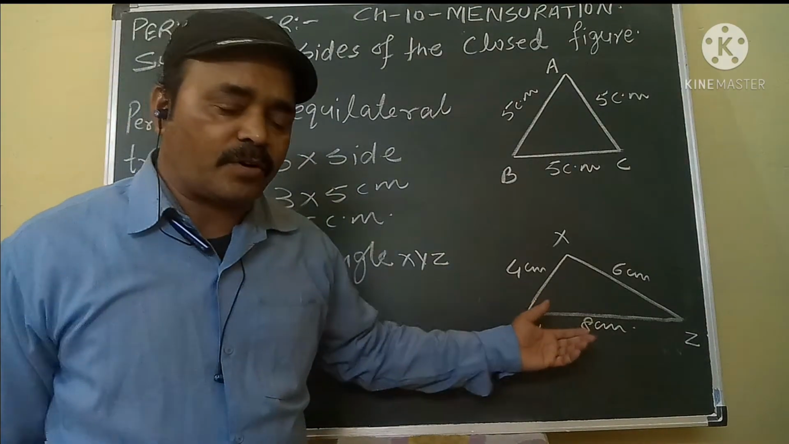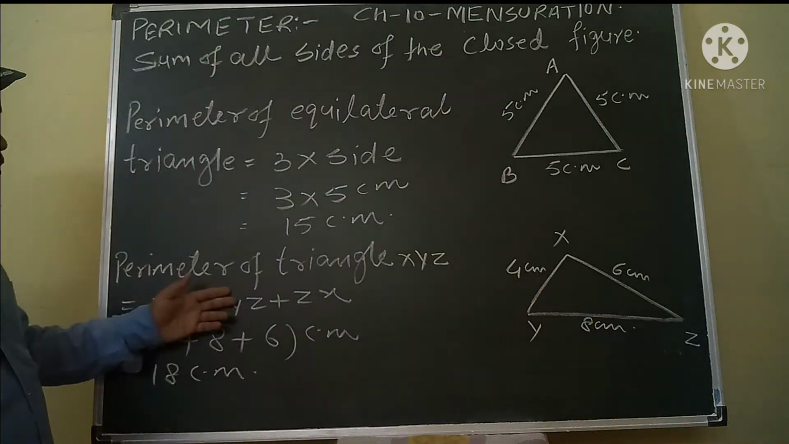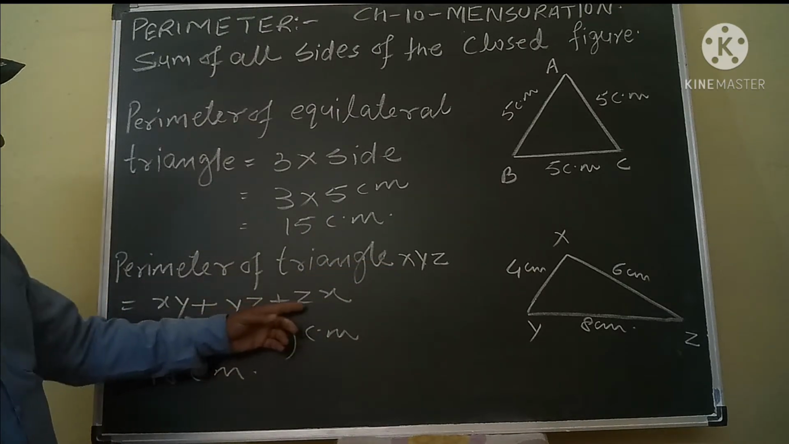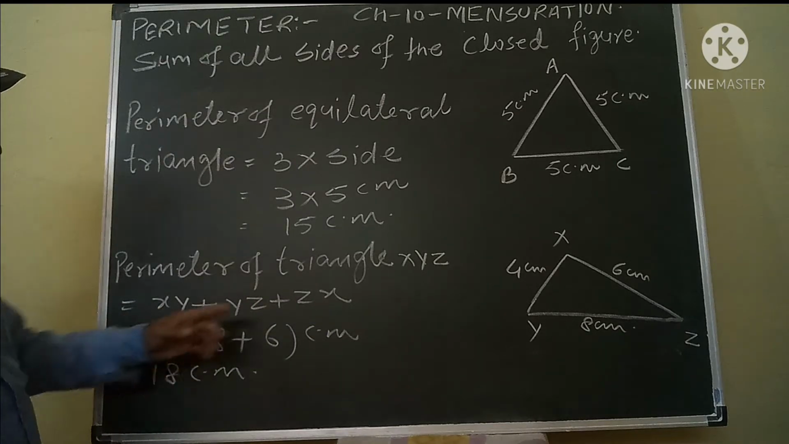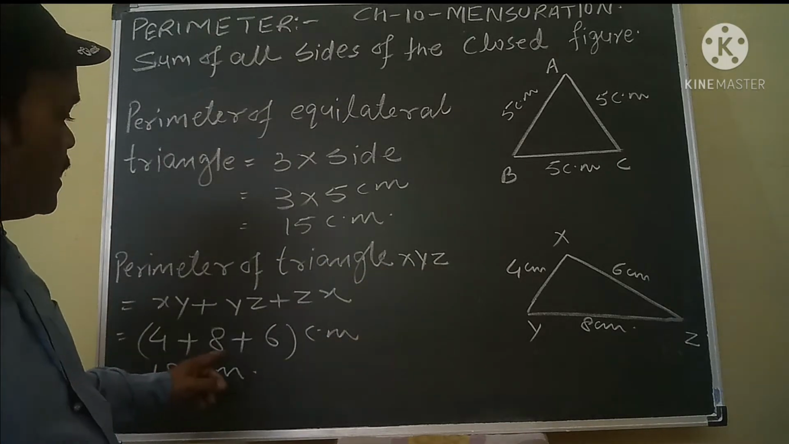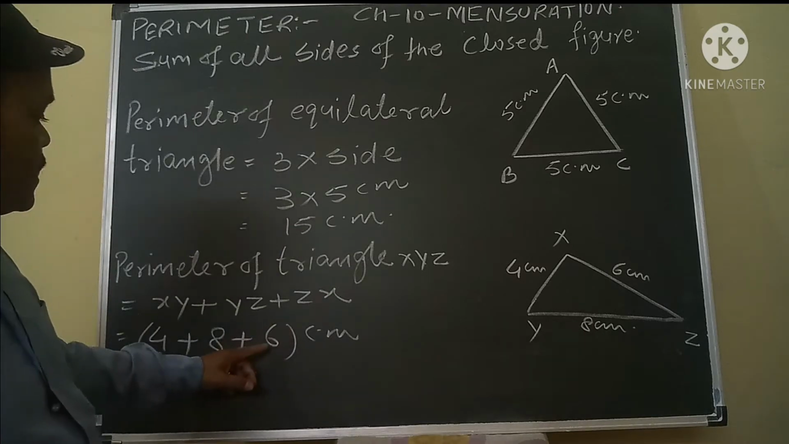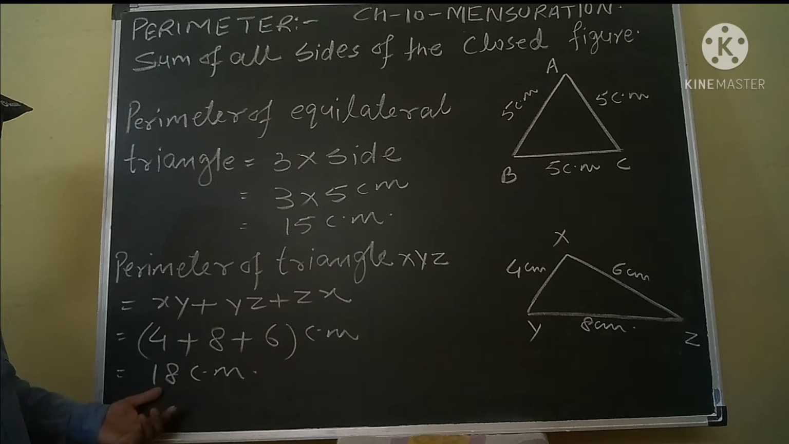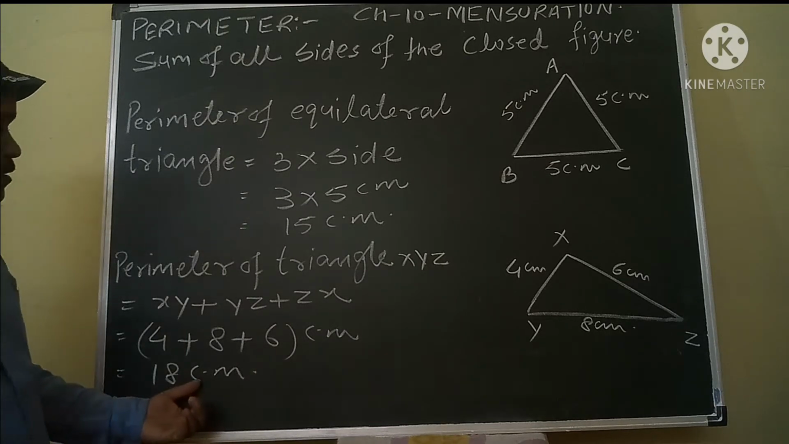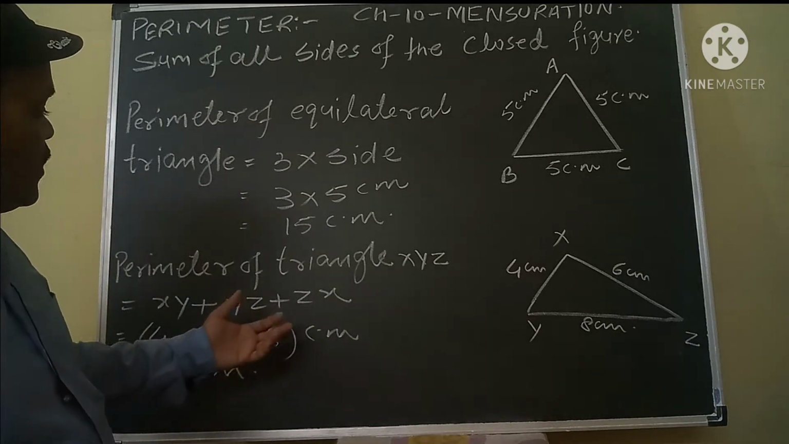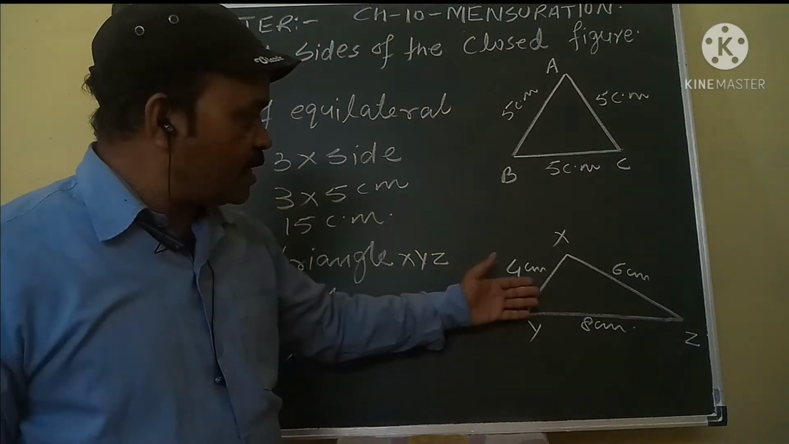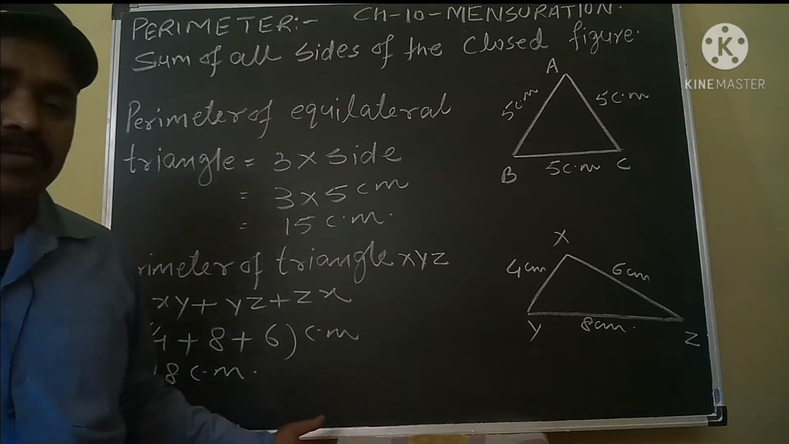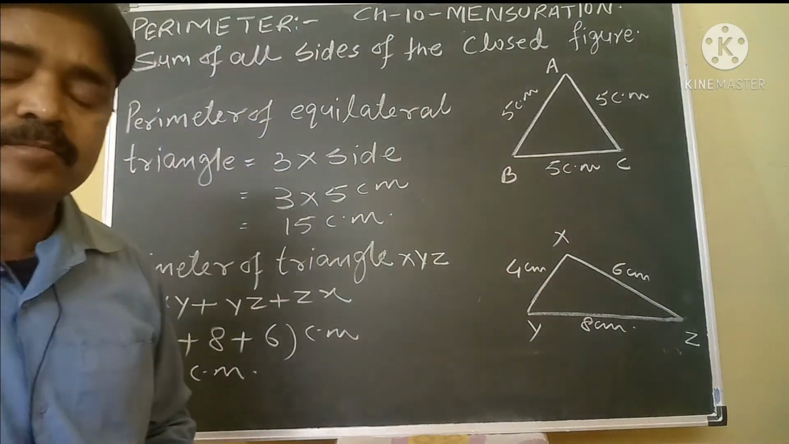Perimeter means sum of all sides. Perimeter of triangle XYZ is equal to XY plus YZ plus ZX. XY is 4 centimeter, YZ is 8 centimeter and ZX is 6 centimeter. After adding, what is the sum? Sum is 18 centimeter. 18 centimeter is the perimeter of triangle XYZ. This is the required answer for your question.